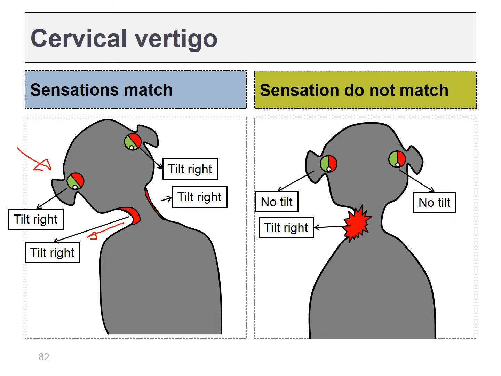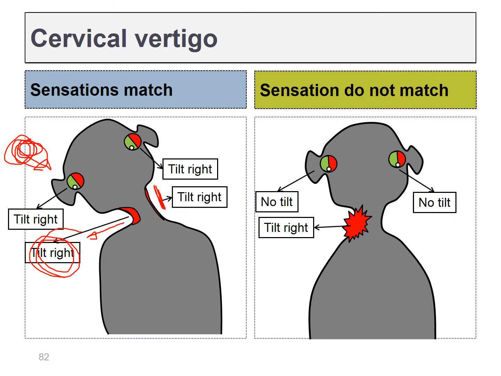If we tilt our head to one side, one muscle should be contracting, while the muscle on the opposite side should be stretching. And if everything is healthy, this information will match. We'll get a signal that we're tilting to this side from the inner ear, and that we're tilting to this side from the neck muscles.